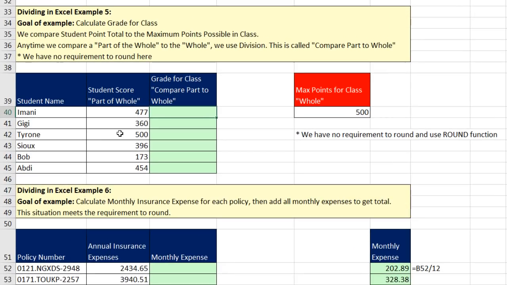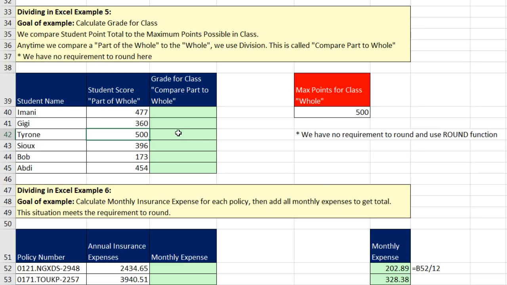Now this example here, we have students and their total points for the class. Well, the maximum possible, 500 points for this class. That means this is the whole or the total. Each one of these is a part of the whole. Imani did not get all the possible points, just part of the points. But notice 360, whoa, 500, all the points.